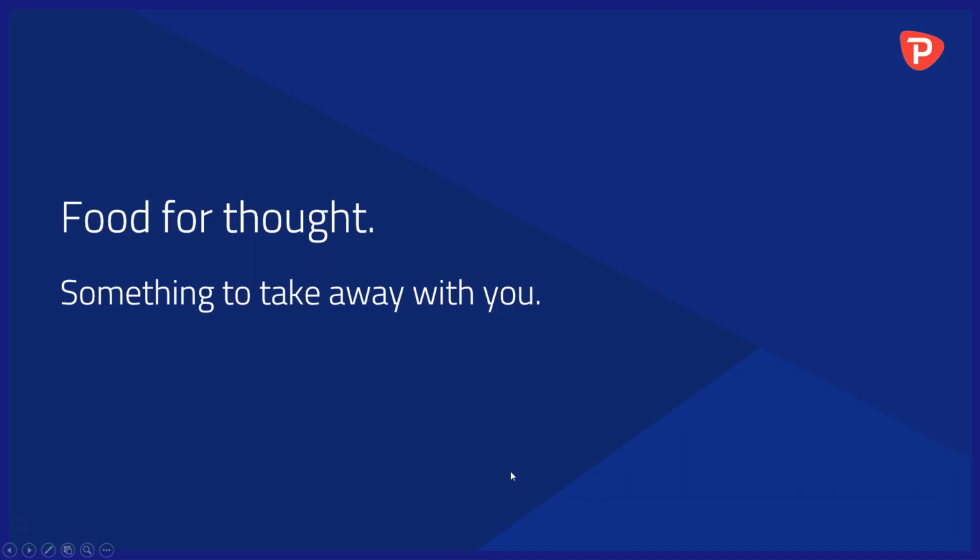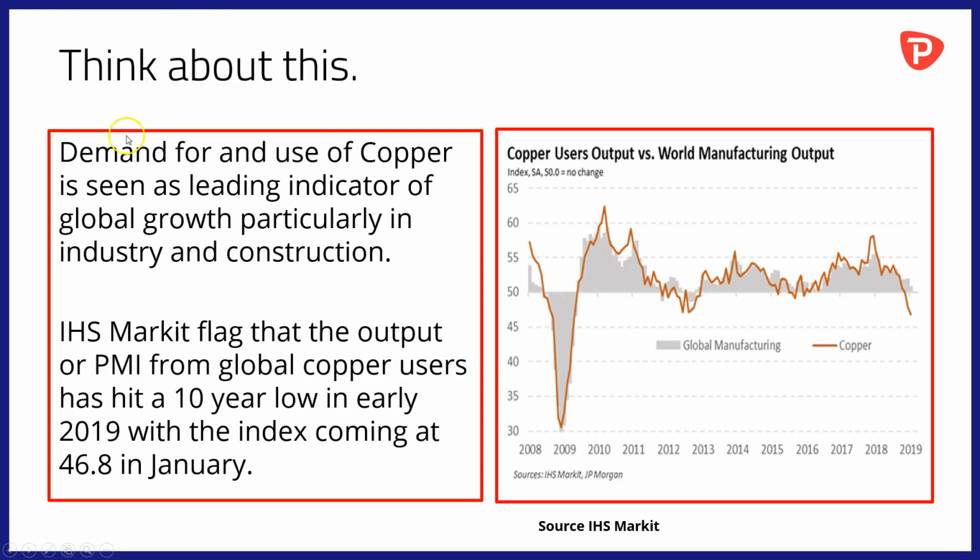Right, food for thought and something to take away with you into the trading day and beyond. And why not think about this? Demand for and the use of copper is seen as a leading indicator of global growth, particularly within industry and construction. Research house IHS Markit flagged that the output, or PMI, from global copper users has hit a 10-year low early in 2019, with the index coming in at 46.8 for the month of January. Obviously, where PMIs are concerned, levels below 50 indicate contraction.